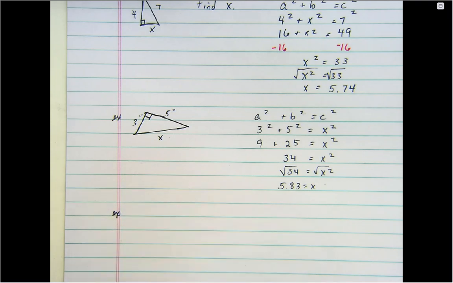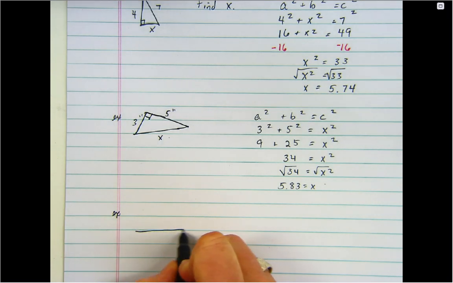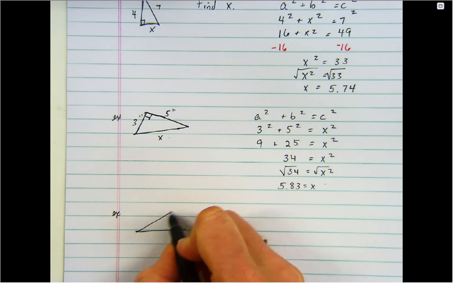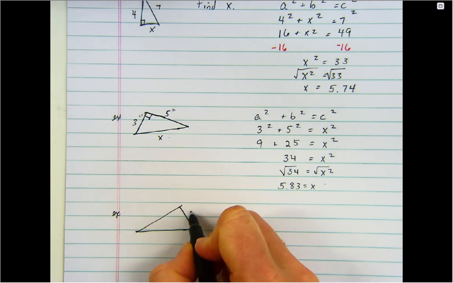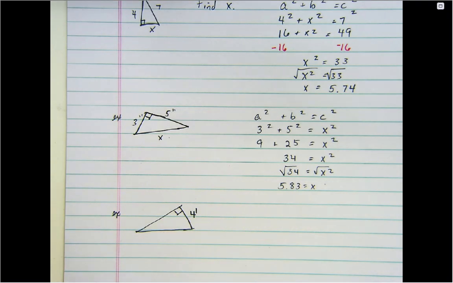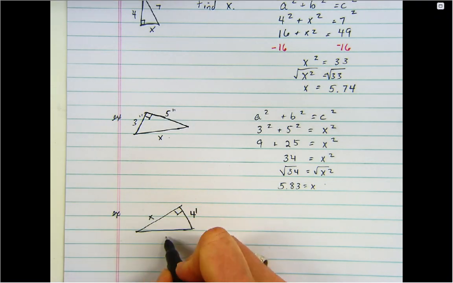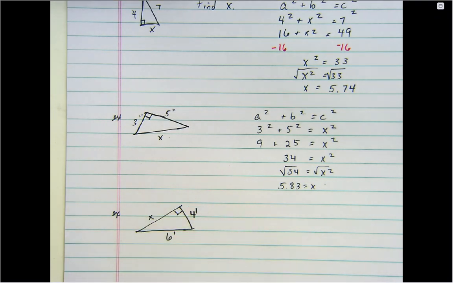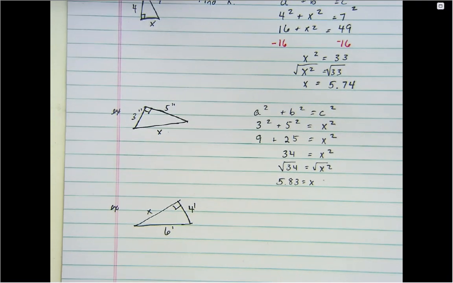Well, I do want to make sure everybody knows how to do this. So this time I'm going to give you one and ask you to work it out, and then walk around and see how it's going for you, okay? So we have 4 feet for one side, x for one side, and 6 feet for one side. Can you please find the value for x? And if you get stuck, raise your hand. Otherwise, just keep working.